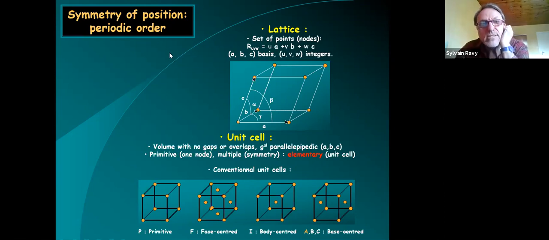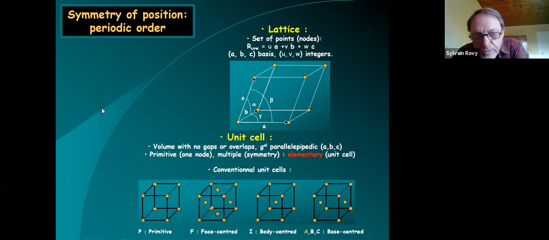So, as you know, crystals are described by lattices, and these lattices are described by unit cells, and a unit cell is a polyhedron with three vectors, three lattice parameters, A, B, C, and three angles, which a priori could be anything.